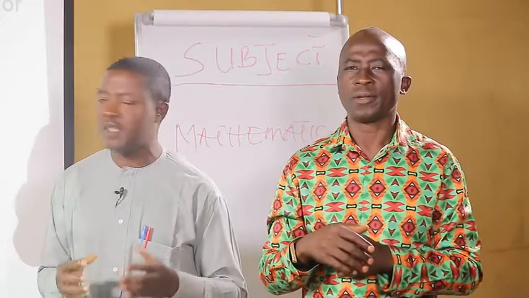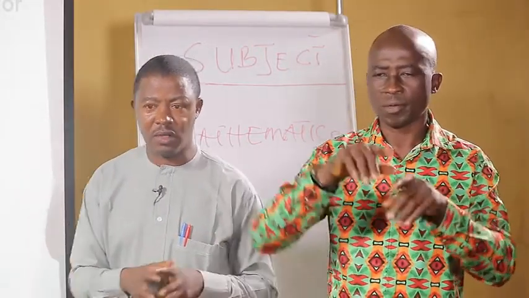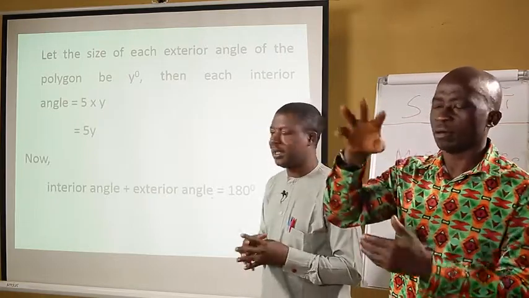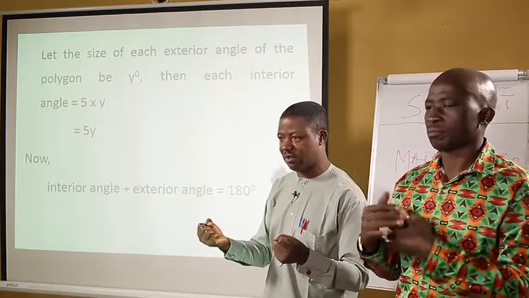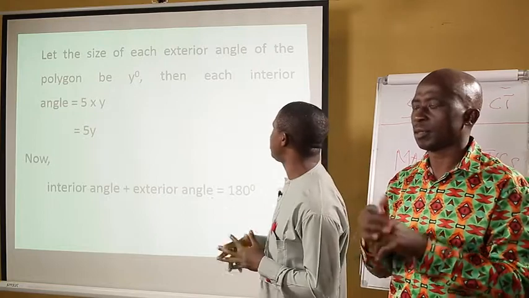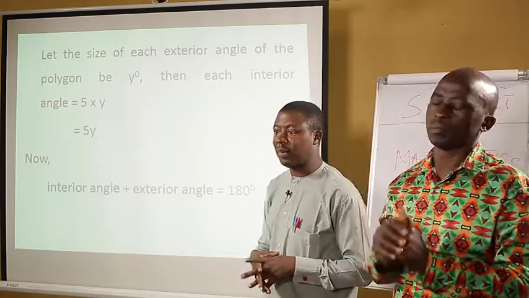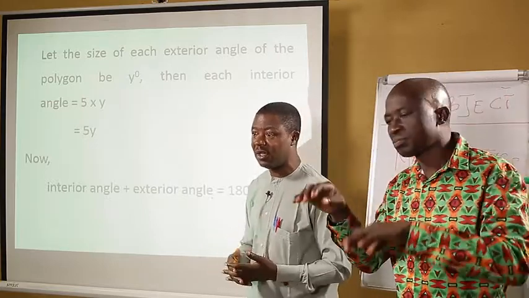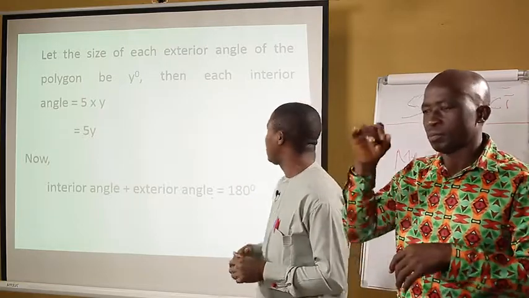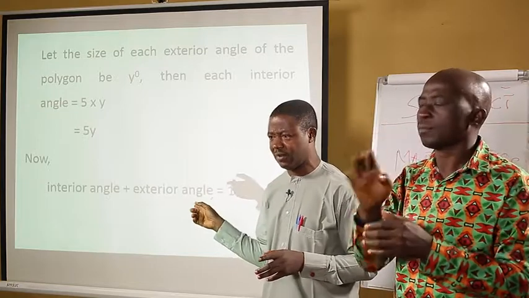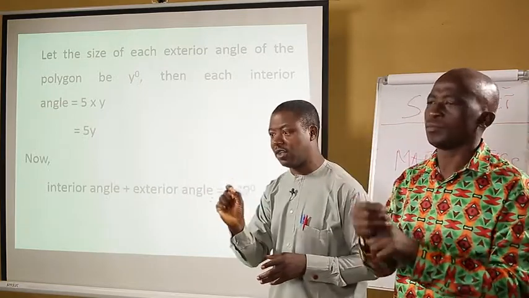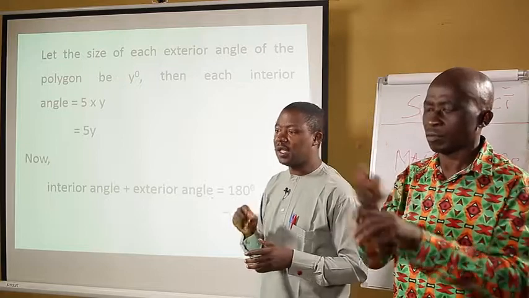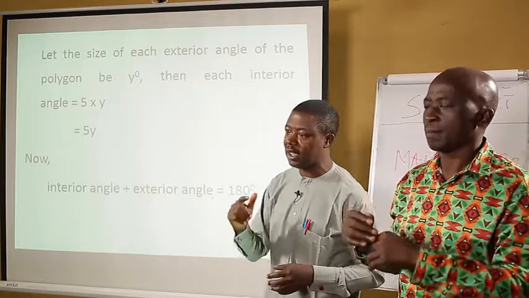Now, there is a condition given in the question, because the question spells out that each interior angle is 5 times the exterior angle. So you set some values. Let the size of each exterior angle of the polygon be y, because it's an unknown. You can pick any letter; it could be A, B, or C. Preferably, I choose y in this case. Then each interior angle will be 5 times the exterior. So if the exterior is y, the interior will be 5y.